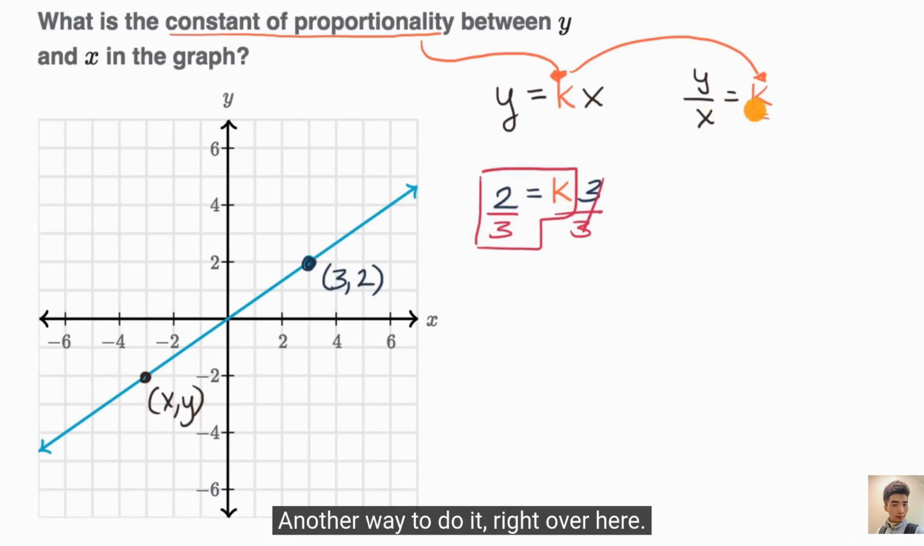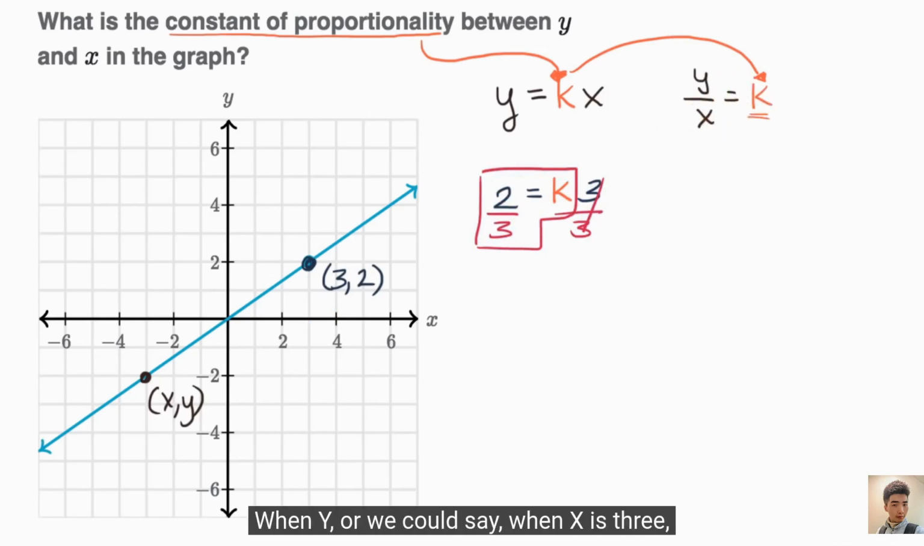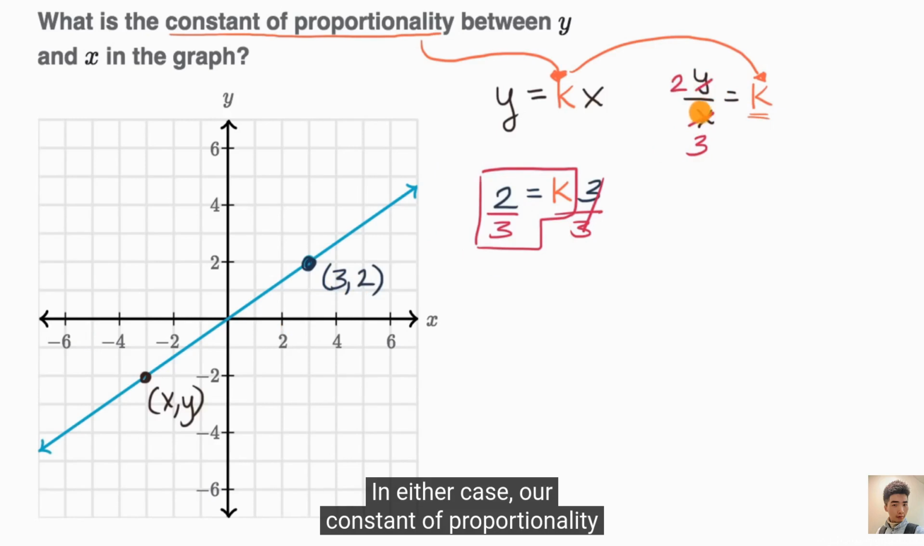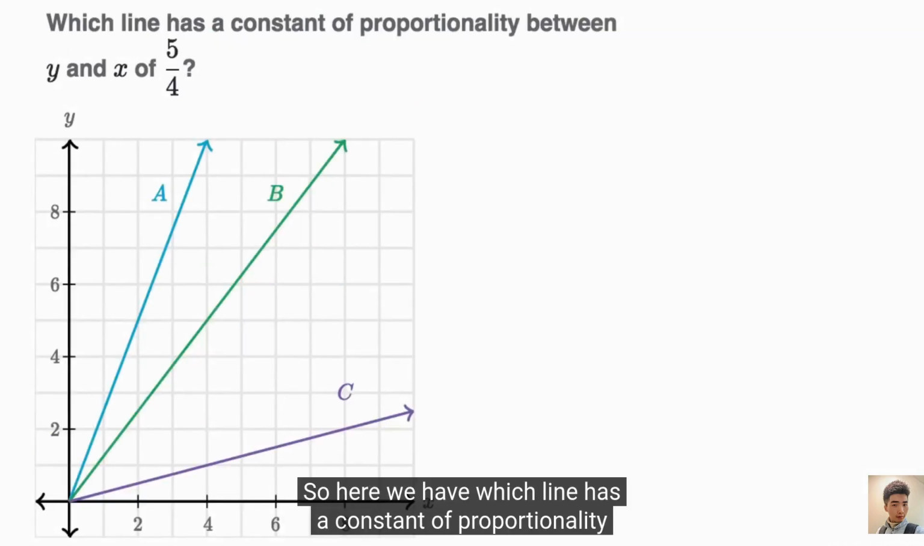Another way to do it, right over here, we've kind of already solved for the constant. When x is 3, y is equal to 2. In either case, our constant of proportionality is 2/3. Let's do another.